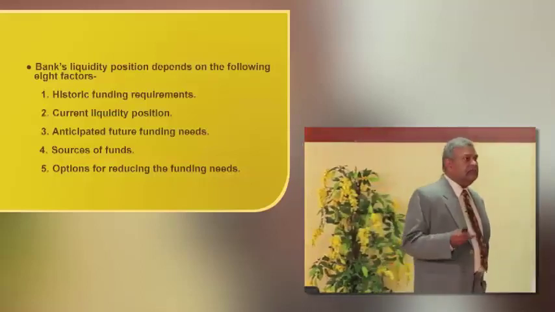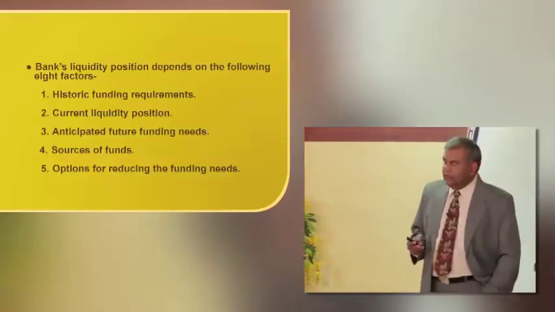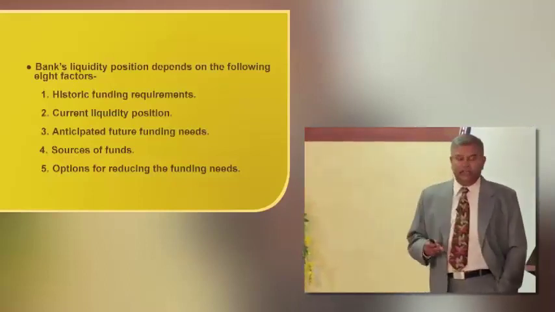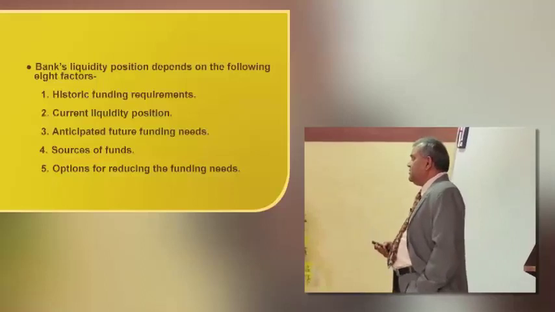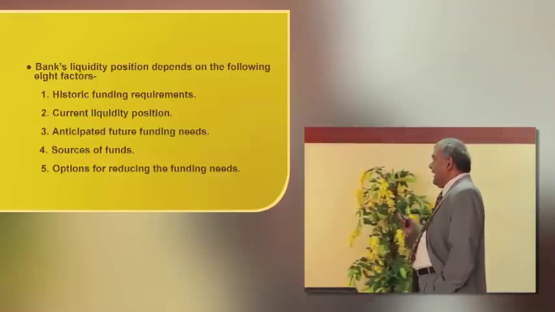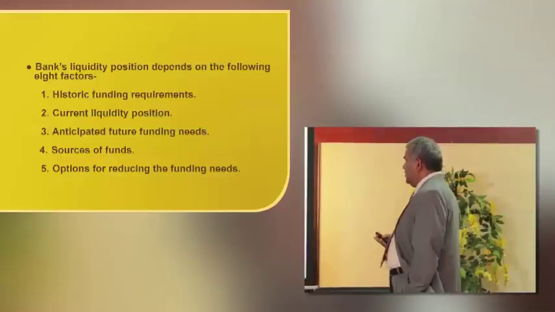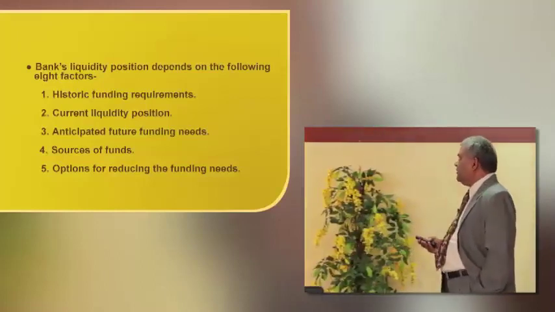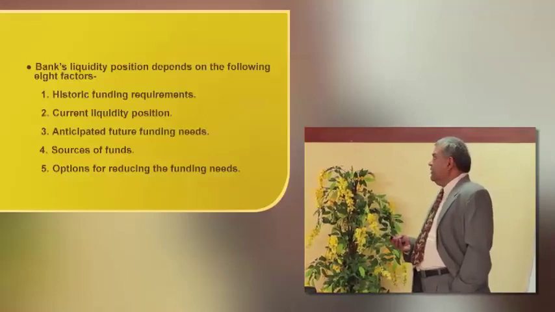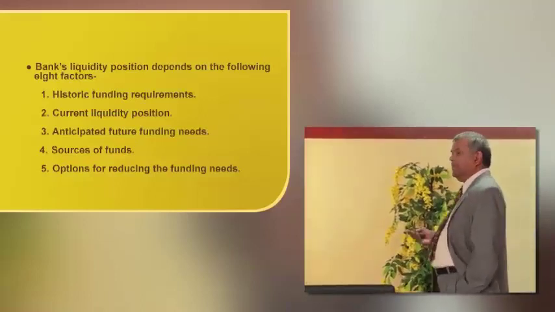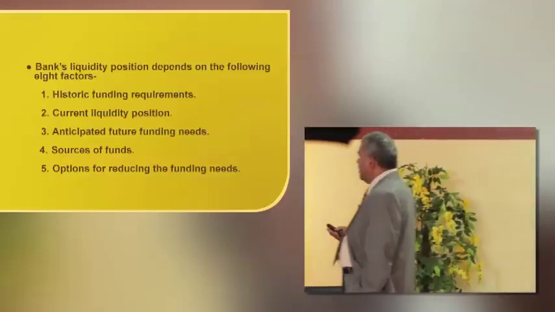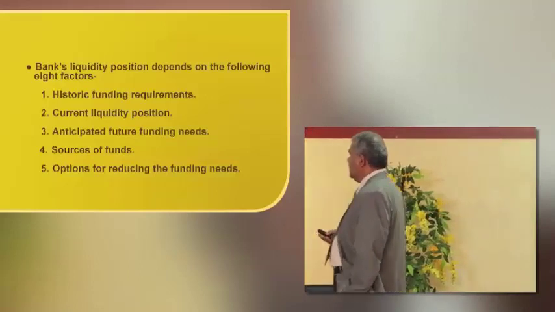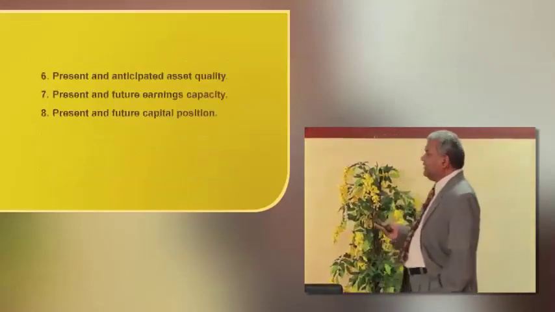2. Current liquidity position. Suddenly the system itself may be in surplus of funds, or the system itself may be in shortage of funds. When shortage of funds is there, there can be more cash outflows. So the liquidity position of the system is to be seen. 3. Anticipated future funding needs. 4. Sources of funds: what are my sources of funds available. 5. Options for reducing the funding needs. 6. Present and anticipated asset quality.